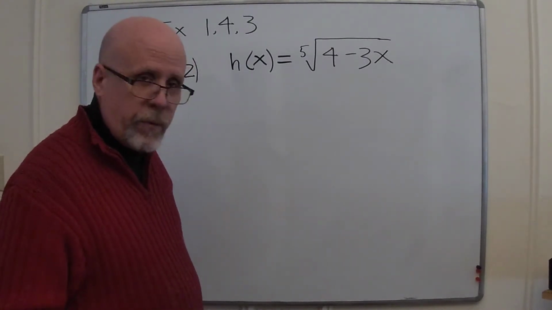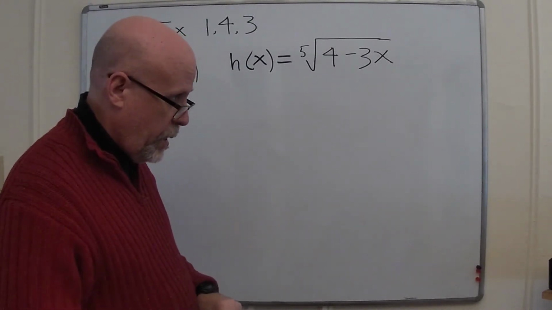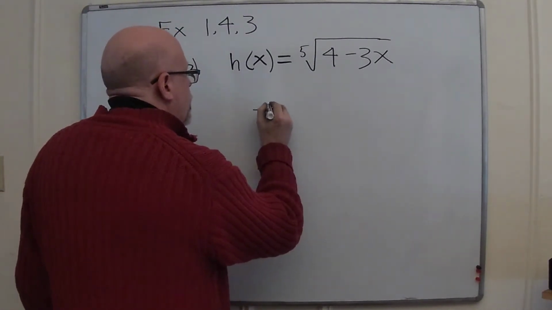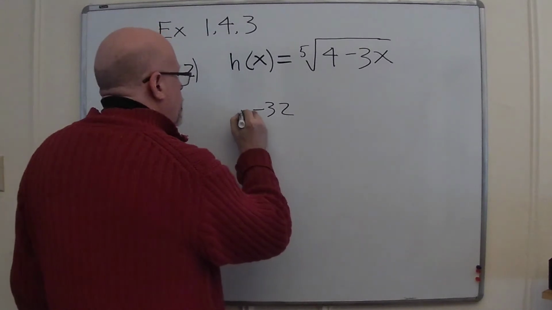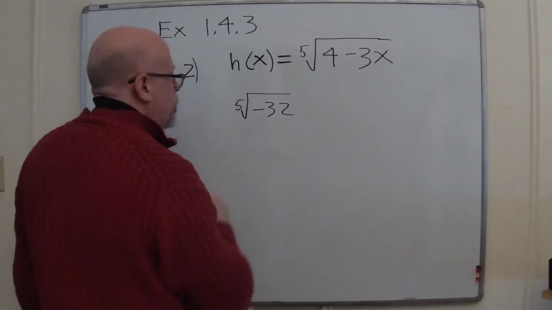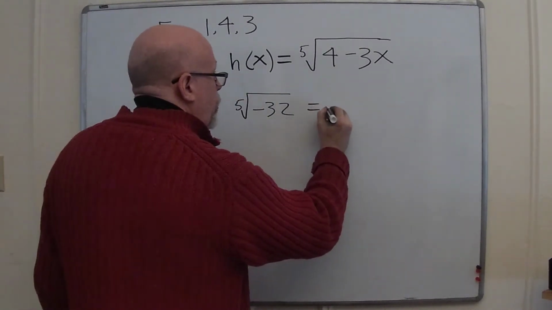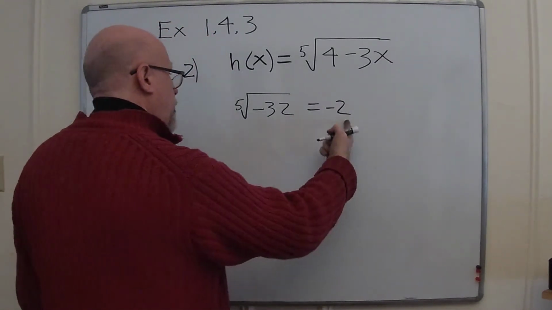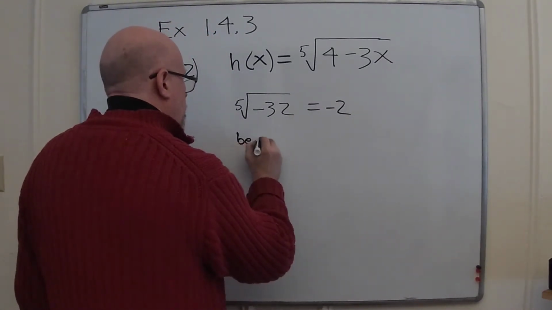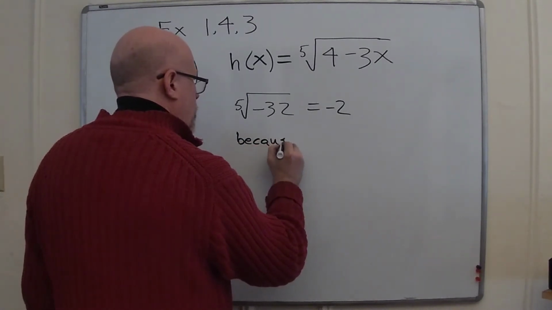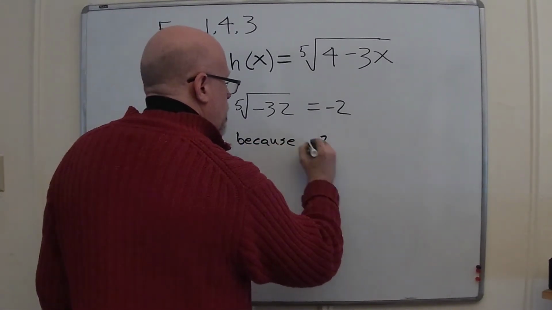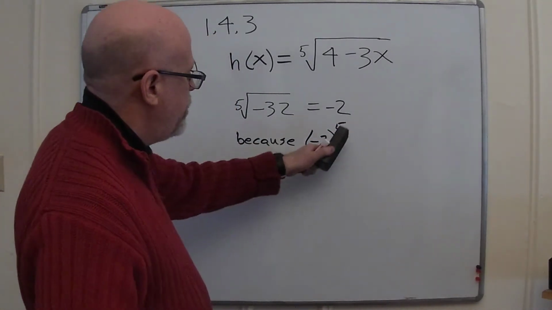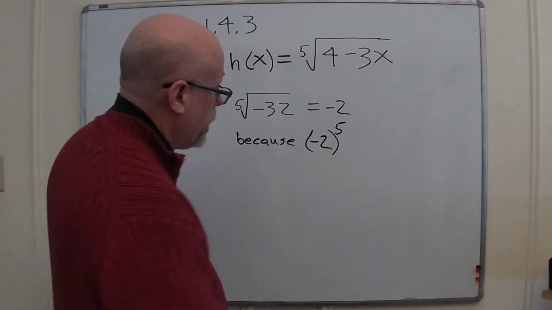You can take a fifth root of a negative number. If you don't believe me, let's see. The fifth root of negative 32. I'm going to stick it in a calculator. I'll tell you it's negative 2. And the reason I know it's negative 2 is that if I take negative 2 and raise it to the fifth power, there are 5 minus signs in that, so I'm going to get a negative number.